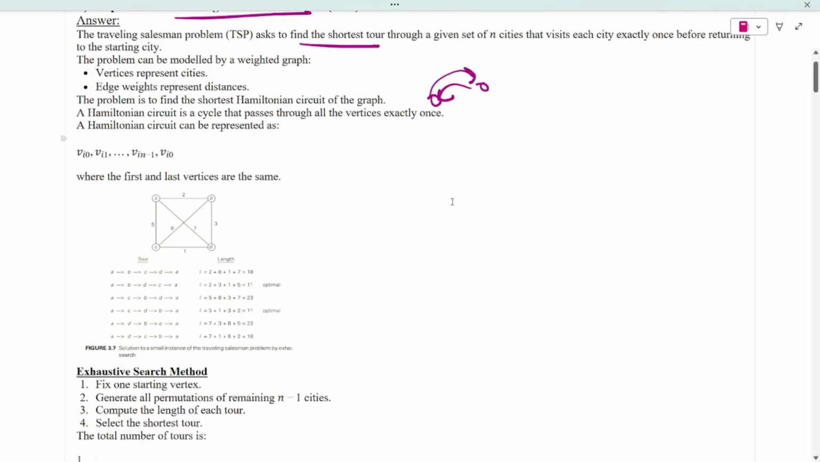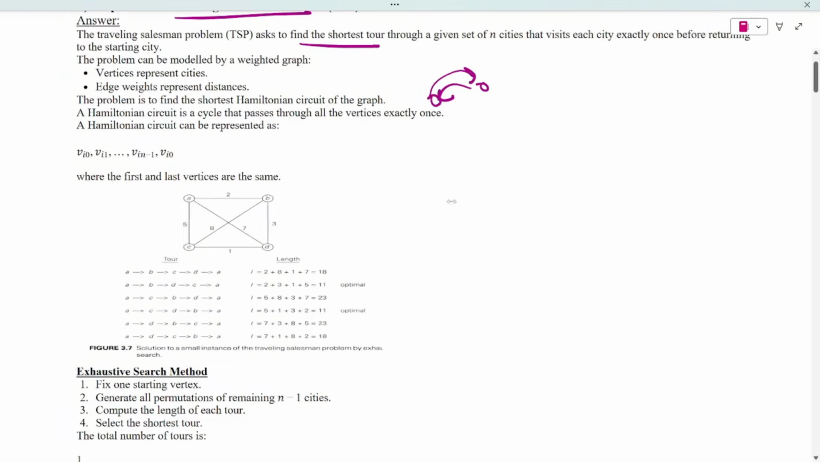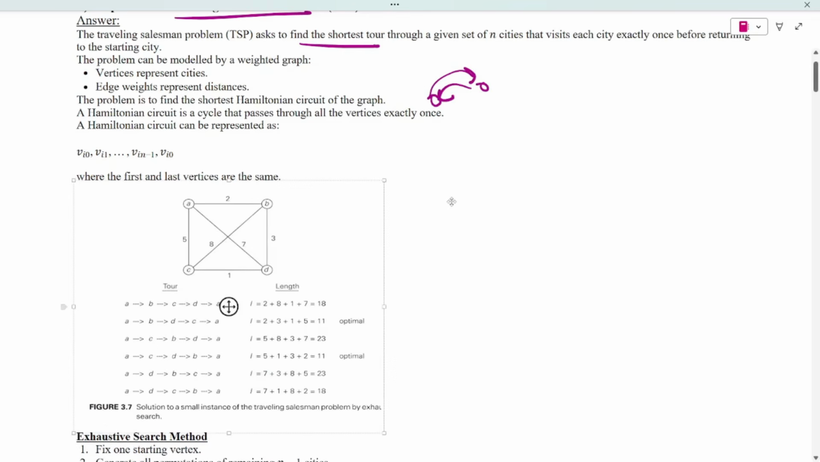If you understand this solution, you can see here what they have given: A, B, C, D, and the distances. See, first you have to consider that he will go from A and return to A only. See, I said right, he will start from one city and come back to the same city.